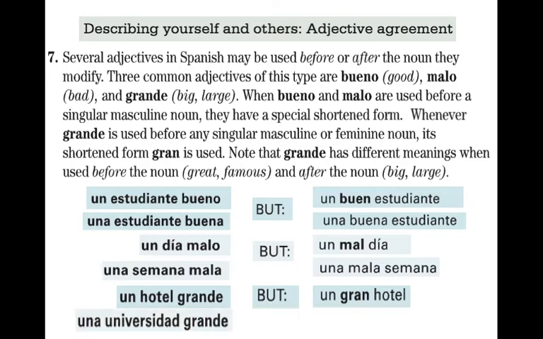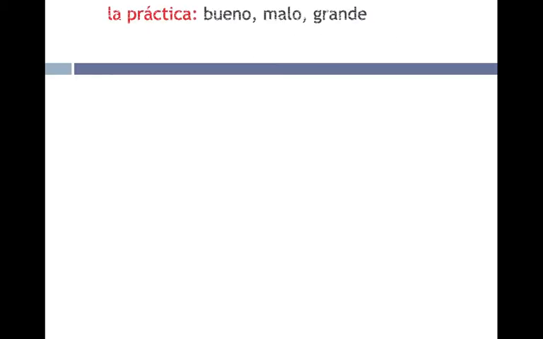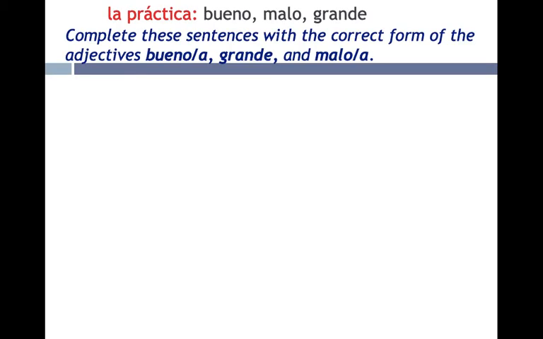Repitan, una universidad grande. A large, big university. But, repitan, una gran universidad. And that would be a grand or famous university. I think we could use a little práctica with bueno, malo, and grande.